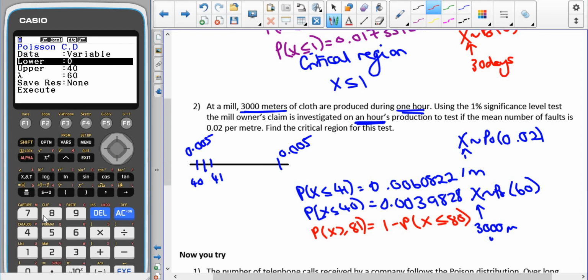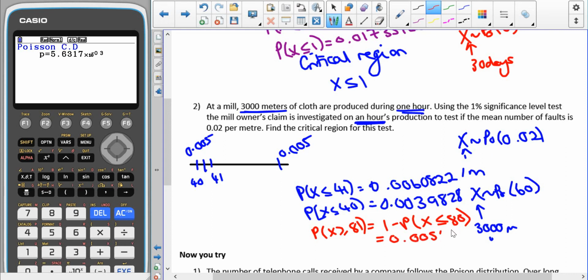So this time our lower is going to be 81. Our upper is going to be a really big positive number because we don't have an upper limit to the Poisson distribution. And that gives us 0.0056317, which is too big. So we're going to have a look at the probability that X is greater than or equal to 82.